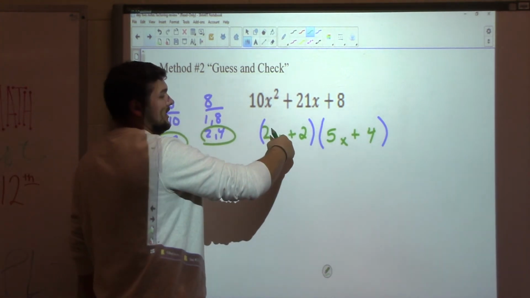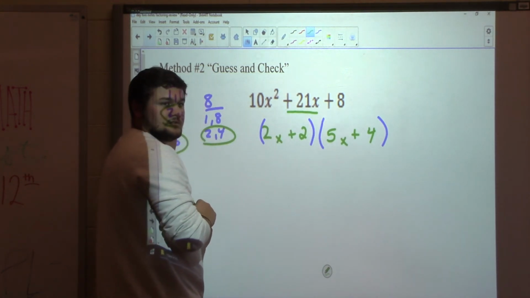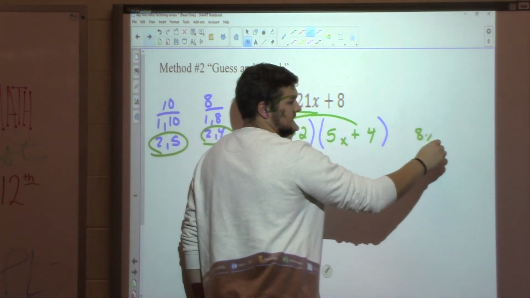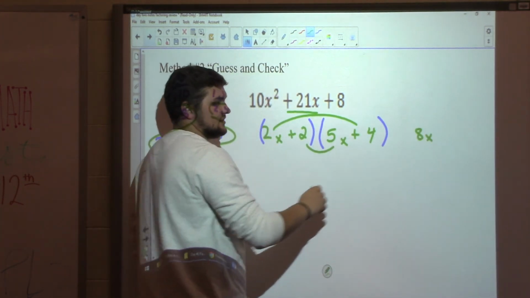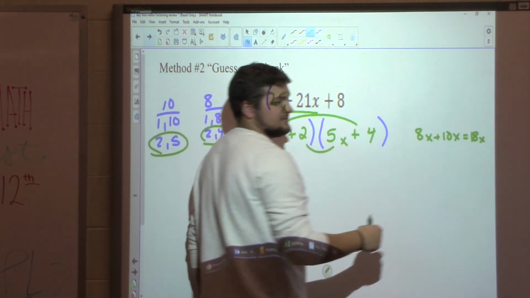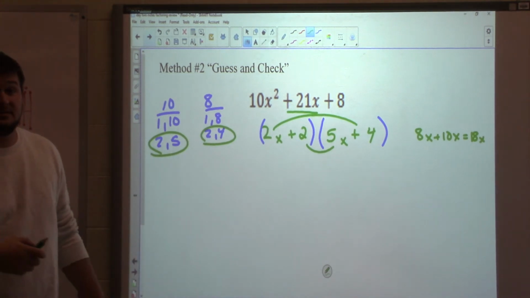So I'm looking to see, when I do their x values, do they add to 21x? 2x times 4 will give me 8x. 2 times 5x will give me 10x. That gives me 18x. Is that what I was looking for? No. So I know that's not the right combination.